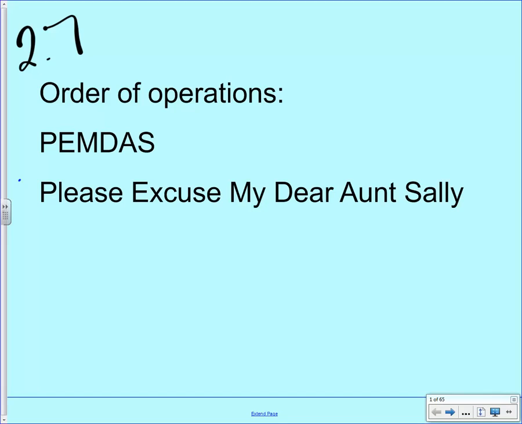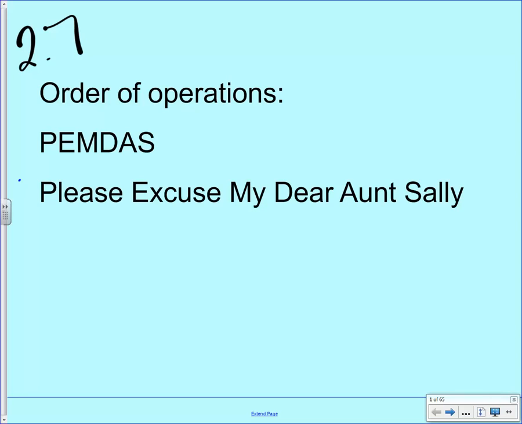Okay, so we're talking about 2.7. This section's about order of operations. And so that title is really confusing for a lot of people, but what I want you to know is that it is the same thing as the please excuse my dear Aunt Sally. And it's also the same thing as the PEMDAS, depending what age range you fall in.